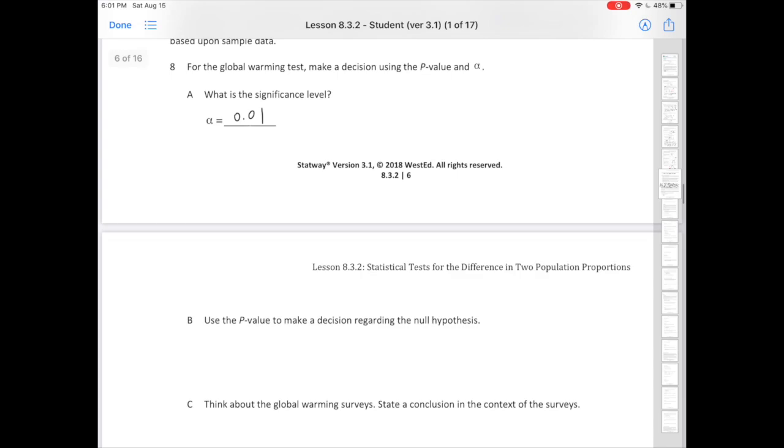Okay. Use the p-value to make a decision regarding the null hypothesis. Well, we got 0.008, and that is indeed smaller than 0.01. What does that mean? This means that's small enough, so we reject the null hypothesis.